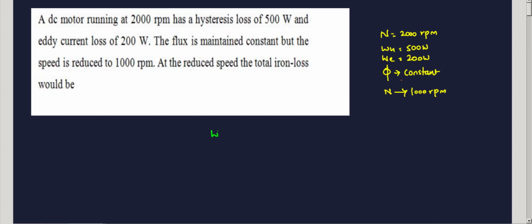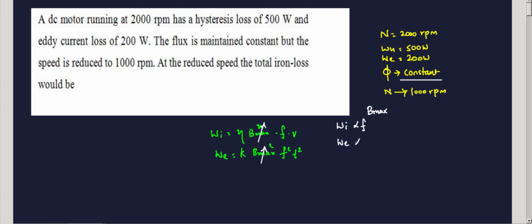We know that very well about the iron loss. Hysteresis loss equals eta B max to the power x into F into V, where F is the frequency and V is the volume of the core. Eddy current loss equals K into B max square into F square into T square, where F is the frequency and T is the thickness. You can see here the flux is constant, which means B max is constant. So hysteresis loss is proportional to the frequency, and eddy current loss is proportional to the frequency square.